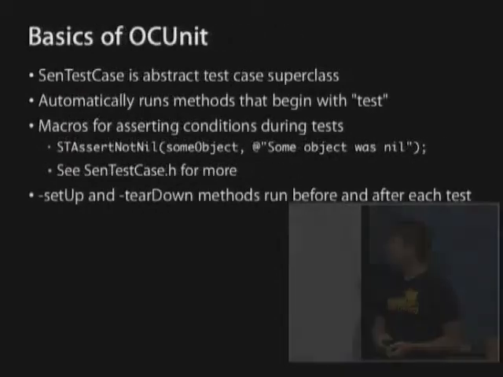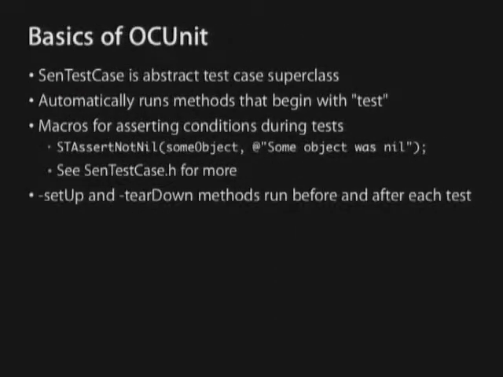So how does OCUnit work? There's a class that's a starting point for your tests. It's called Sen Test Case, and it's sort of an abstract test case superclass. What you'll do is create subclasses of Sen Test Case and then fill in some test methods with your tests. And what it does, kind of interestingly, and we're going to talk about this more later, is automatically run any methods in it that begin with the word test. So to add a new test, let's say you've already got a subclass of Sen Test Case, all you do is add a method, call it test, foo, whatever, and the next time you run your tests, that new test will be included.